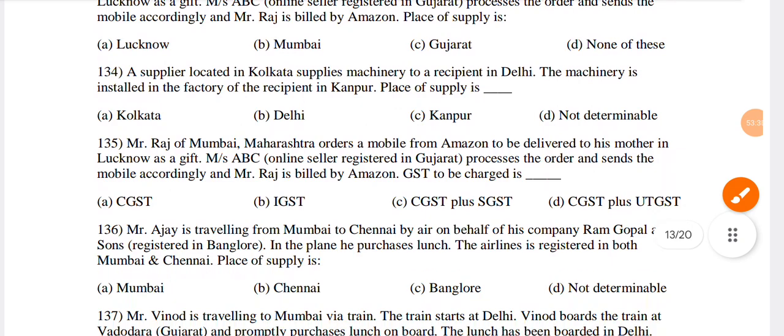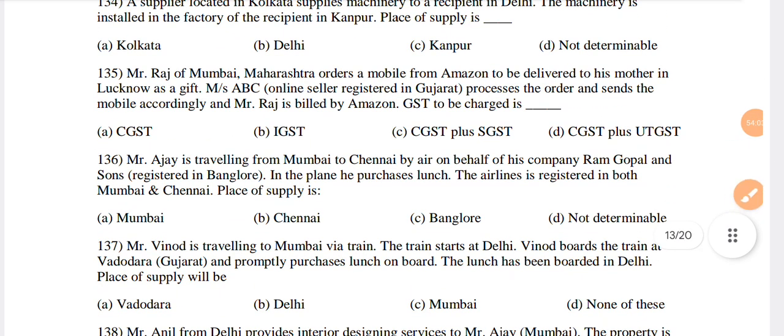Next question, a supplier located in Kolkata supplies machinery to a recipient in Delhi. The machinery is installed in the factory of the recipient in Kanpur. Place of supply is dash. Option A, Kolkata. B, Delhi. C, Kanpur. And D, non-determinable. The correct option is C.